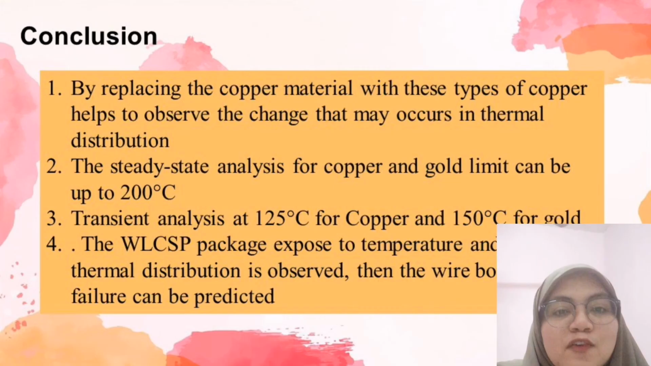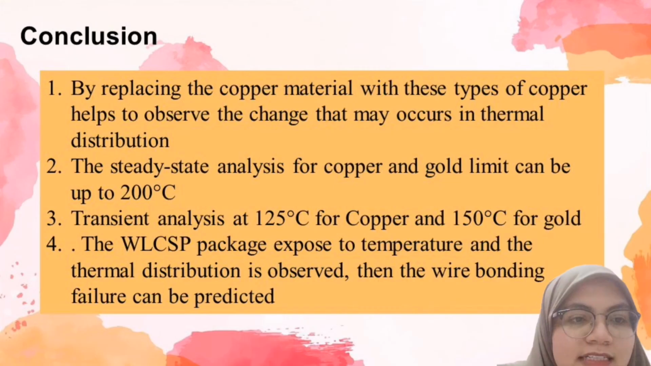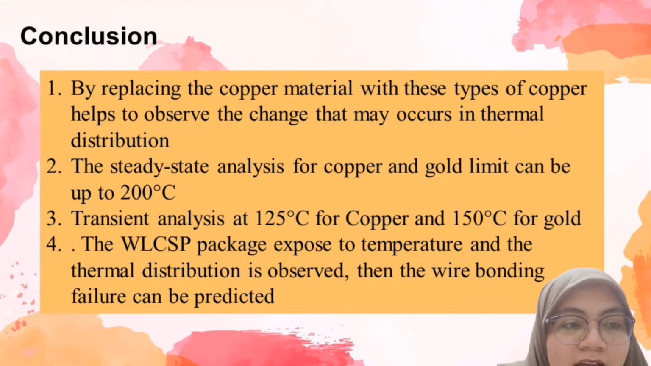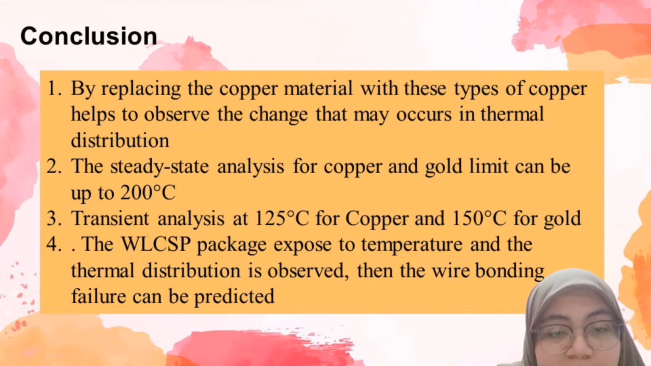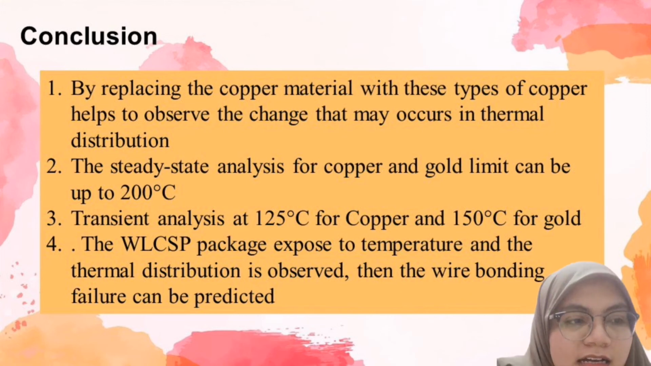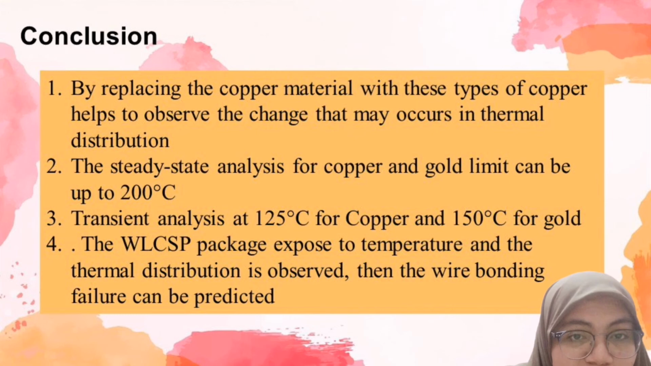The conclusion for this project: we can see that replacing the copper material with this type of copper helps to observe the change that may occur in the thermal distribution. The copper that we used for this experiment is Cu101100. But besides that, we can also determine that the steady state analysis limit for copper and gold can be up to 100 degrees Celsius. However, for the transient analysis, the limit is 125 degrees Celsius for copper, while 150 for gold.